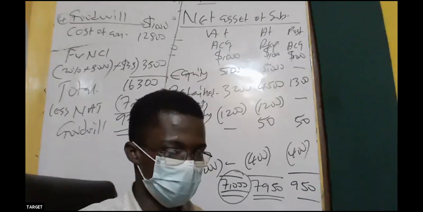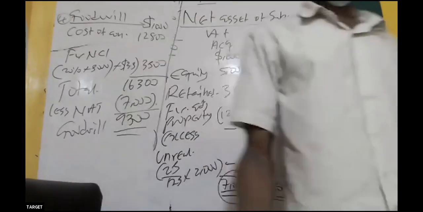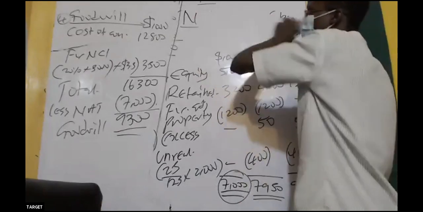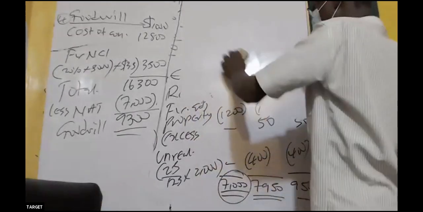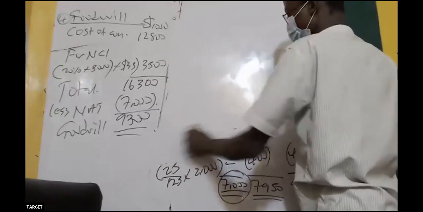Okay, so once you've done that, good news. Now let's go to the main workings. Workings 5, group retained earnings. Let me do it here. Group retained earnings, workings number 5.